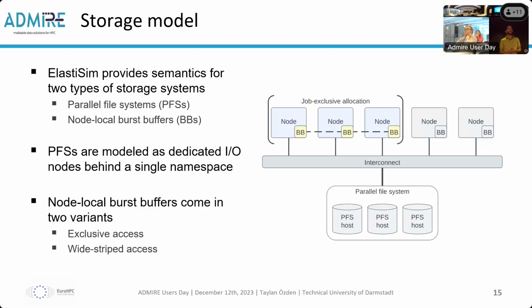Yeah. And it's possible to define more variants for the access. I mean, other policies for data distribution, not only exclusive and wide stripes. We could introduce something like that. This is the current solution. So what do you have in mind, for example?